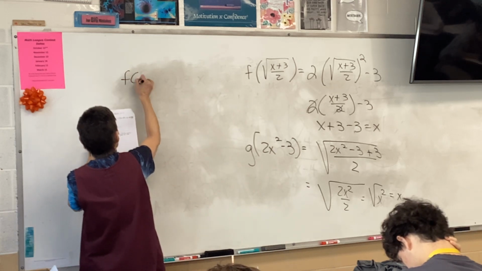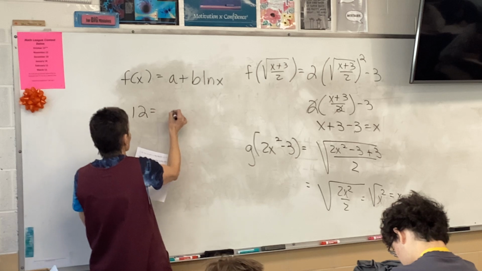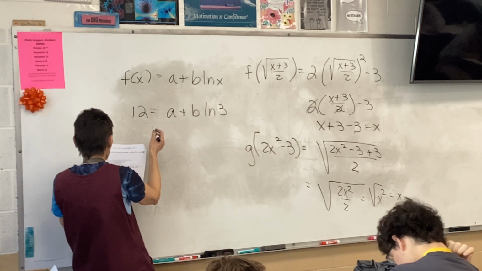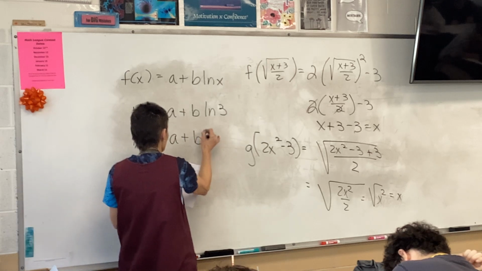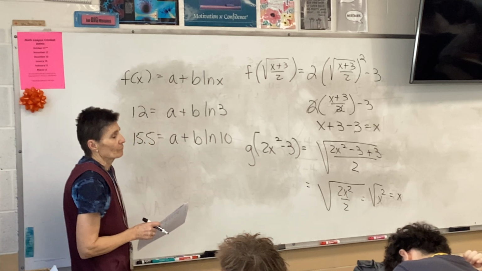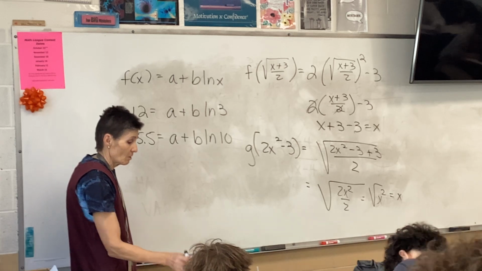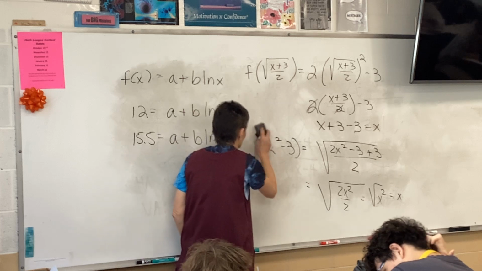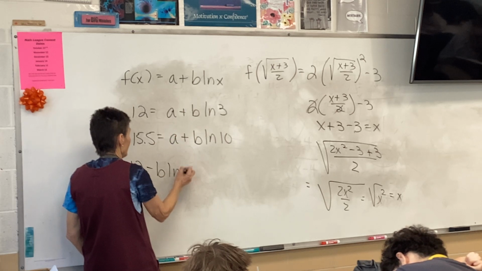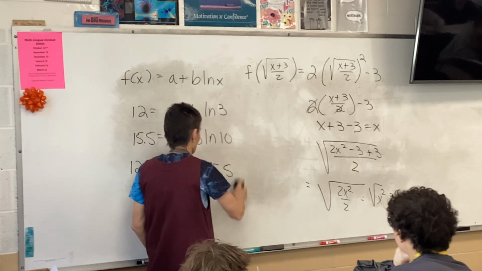So our format is a plus b ln x. So 12 equals a plus b ln 3. And 15.5 equals a plus b ln 10. Now I think I'm gonna need a calculator, but I'm not going to do regression. So, here I go. What do you think I should do here? Isolate it. So, a would be 12 minus b ln 3. And a would also be 15.5 minus b ln 10.